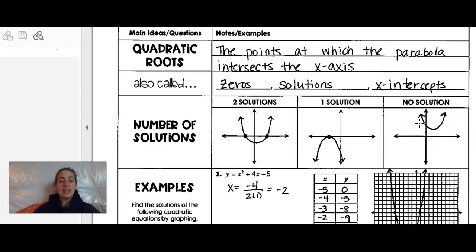So let's look at this example. Okay, so find the solutions of the following quadratic equations by graphing. So remember, when I'm having you graph things, you can definitely always graph them by hand or plug them into Desmos, because it's really more important for me that you know what you're looking for when we're talking about solutions.